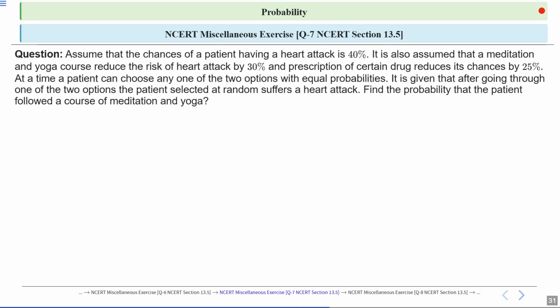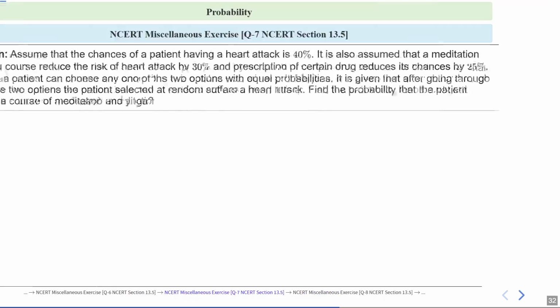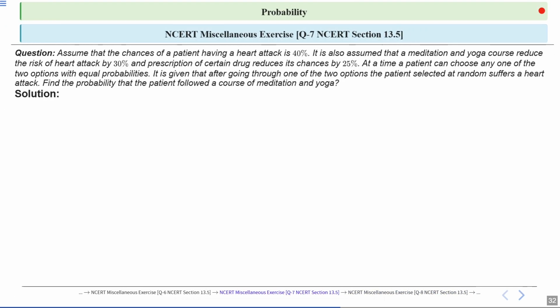Now, let's look at question number 7. In this question, a patient has a 40% chance of a heart attack. Meditation and yoga reduce this risk by 30%, while a drug reduces it by 25%. The patient chooses either option with equal chance. After a heart attack, find the probability that they chose meditation and yoga. First of all, try it yourself and then see the solution. So let's start the solution step by step.